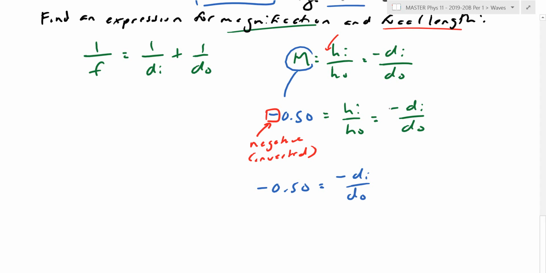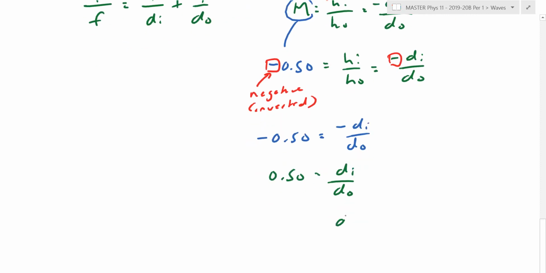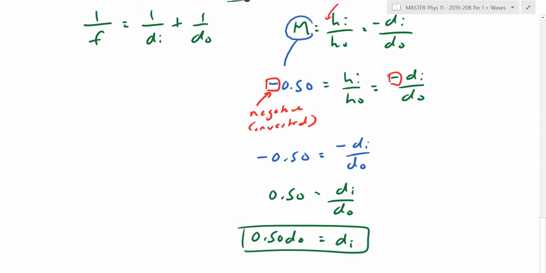Now this negative here was in the formula. It just undoes the sign of whatever di is. And we find that that perfectly matches up. Negative cancels negative. 0.50 is now di over d naught. I don't know either of these. However, I do have a relationship. The di is equal to 0.50 d naught. So wherever I see di, I can actually sub in 0.50 d naught instead.